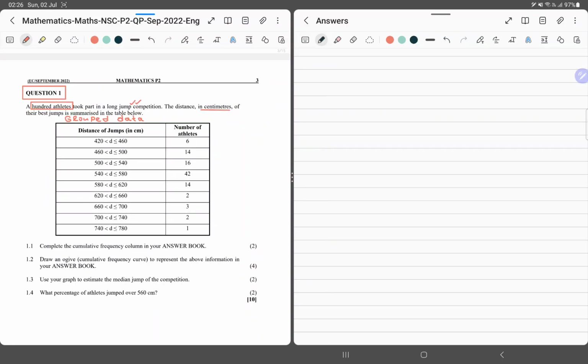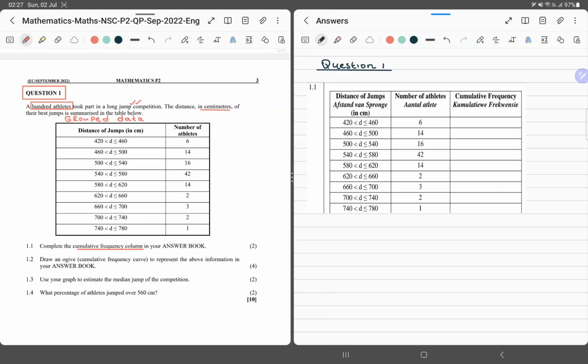Now, it says complete the cumulative frequency column in your answer book. So let's look. Okay, there we've got it. All we do is take this one across. We get a 6, and then we add the next one. 6 plus 14 gives us 20. Then 20 plus 16 gives us 36. 36 plus 42 gives us 78. 78 plus 14 gives us 92.